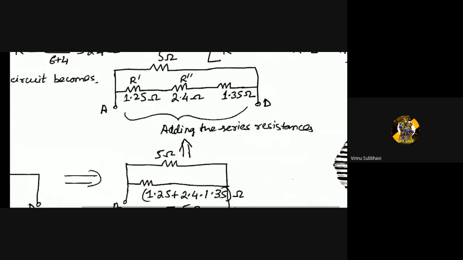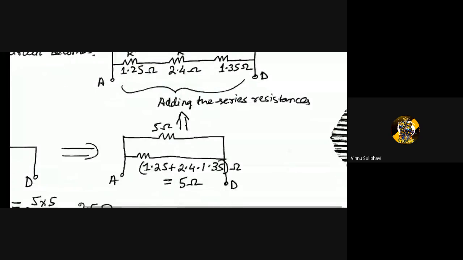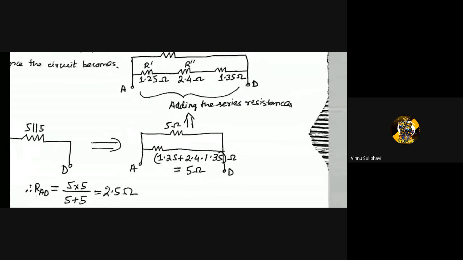So first we add up these three series resistances, 1.25 plus 2.4 plus 1.35. So these three resistances are added up, and along with this we have 5 ohm in parallel. So if this is obtained, then obviously the total is 5 in parallel to 5. So RAD is basically 5 in parallel to 5, that is 5 multiplied by 5 divided by 5 plus 5. That is 2.